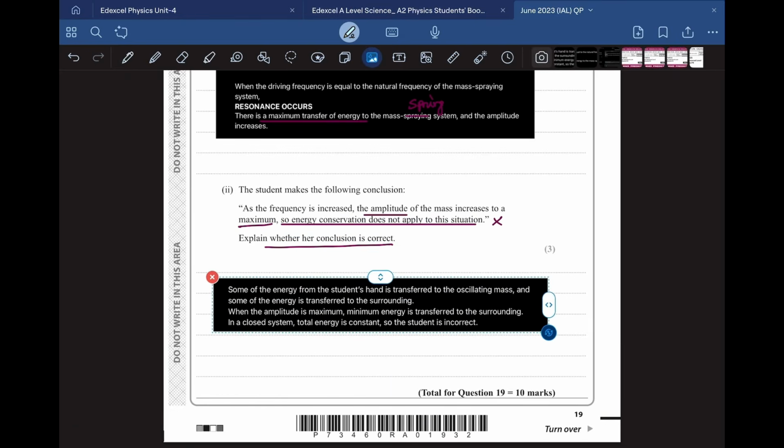So we can write it down like this right here. The energy from the student's hand is transferred to the oscillating mass, and some of the energy is transferred to the surrounding. When the amplitude is maximum, minimum energy is transferred to the surrounding. In a closed system, total energy is constant. So the student is incorrect. Now we are done with this spring mass system question. This was one of the most difficult ones in recent years. Now let's move forward to solving a few more difficult questions.